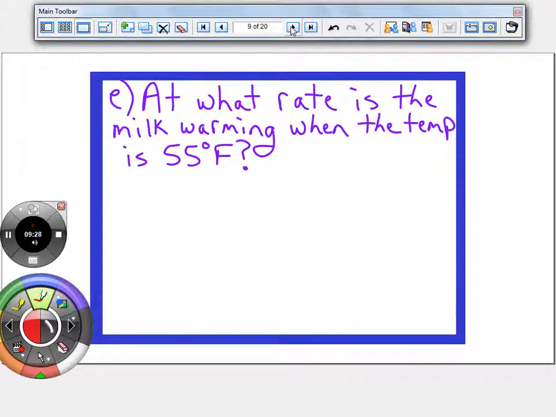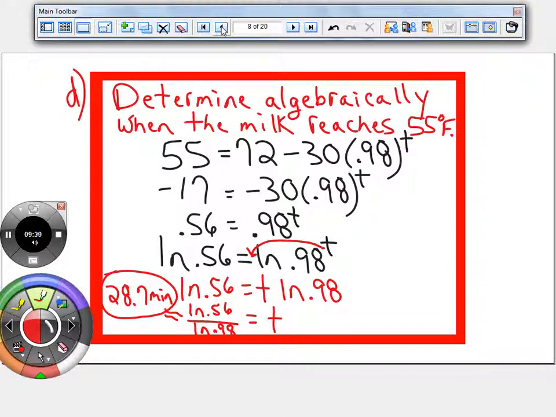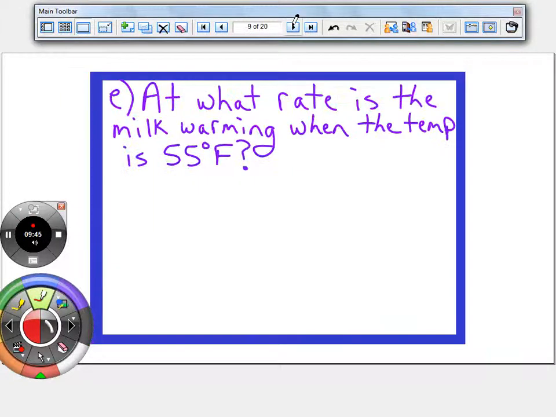Well, we go back and we know when it's 55 degrees. We at least know it's 28.7 minutes. That's when it's at a temperature of 55 degrees. So how is it changing at that moment? Well, that sounds like the rate of change. That sounds like a derivative. So what we're going to do is find the derivative at 28.7.